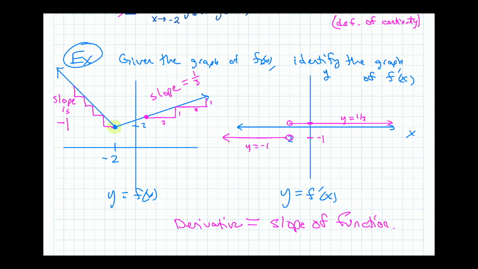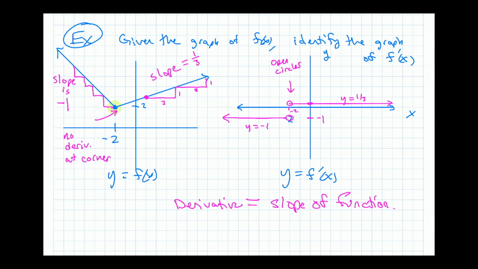And I'm using open circles here because at -2, there is no derivative because right here there is a corner, right? No derivative at the corner. But everywhere else there is a derivative. So this is a graph of the derivative. Okay? And yeah, there you go. Okay, I think that's it actually.